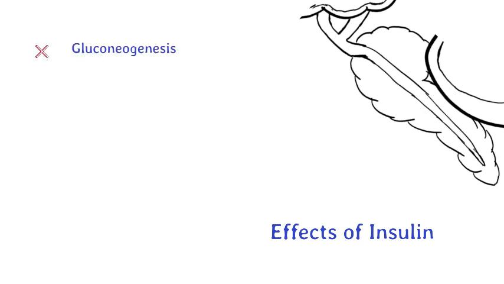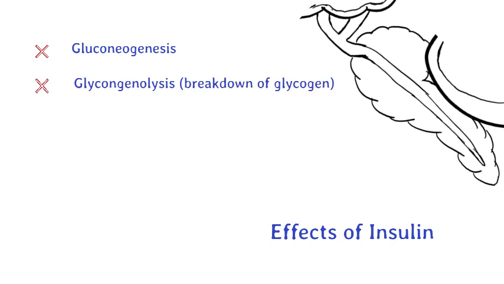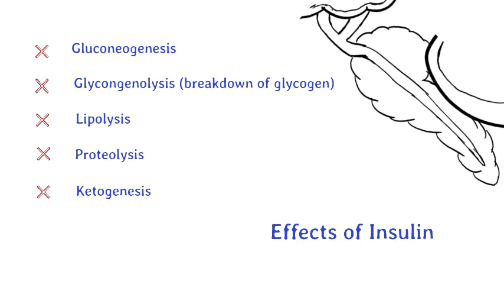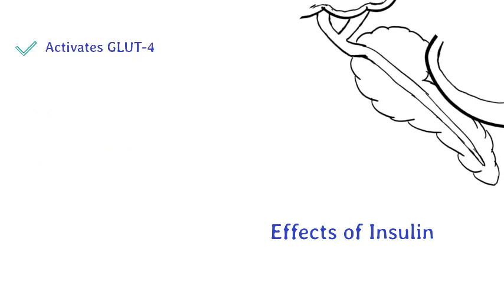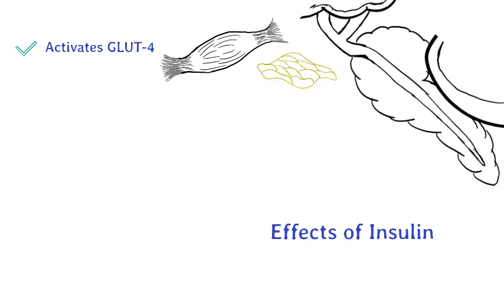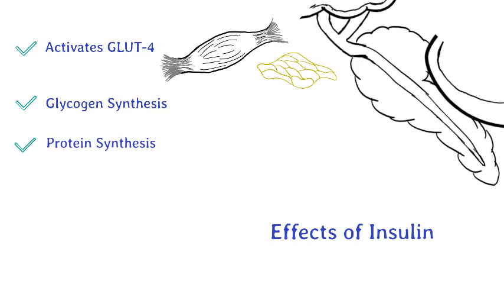We mentioned insulin earlier, and we're going to end this segment of glucose metabolism with a brief summary of the effects of insulin. Insulin is secreted from beta cells in the pancreas, and they function to lower blood glucose levels. And they do this in a few ways. Insulin stops gluconeogenesis, glycogenolysis, which is the breakdown of glycogen, lipolysis, proteolysis, and ketogenesis. At the same time, it increases glucose uptake by activating GLUT4 receptors on skeletal and cardiac muscle, as well as fat. It increases glycogen synthesis, protein synthesis, lipid synthesis, and the uptake of ions, especially potassium.